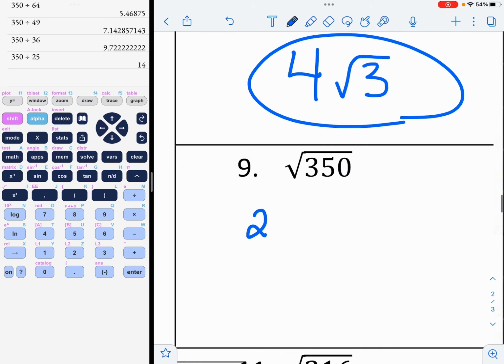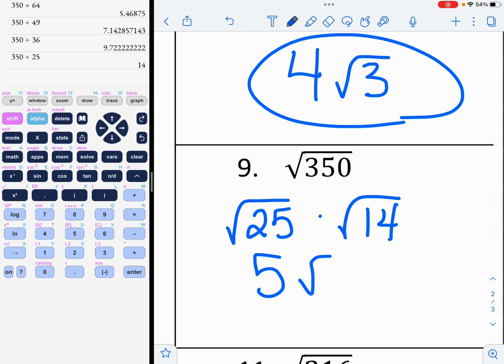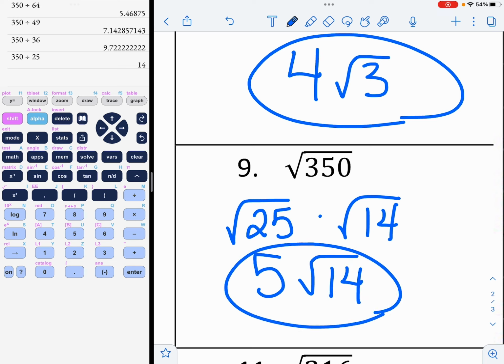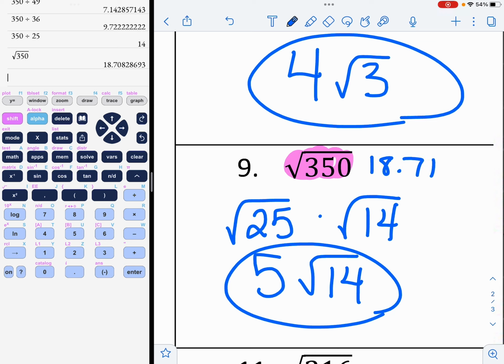So I'm going to do this as 25 and 14, both in the square root. That's because you're allowed to write it like that. And then this becomes a 5, and that becomes a square root of 14. Now, if you're taking the Keystones and you want to prove that you're right, watch this. If I do the square root of 350 in my calculator, I get a decimal, right? So what was it? 18.71-ish. And if I do 5 square roots of 14, look, I get the same decimal.